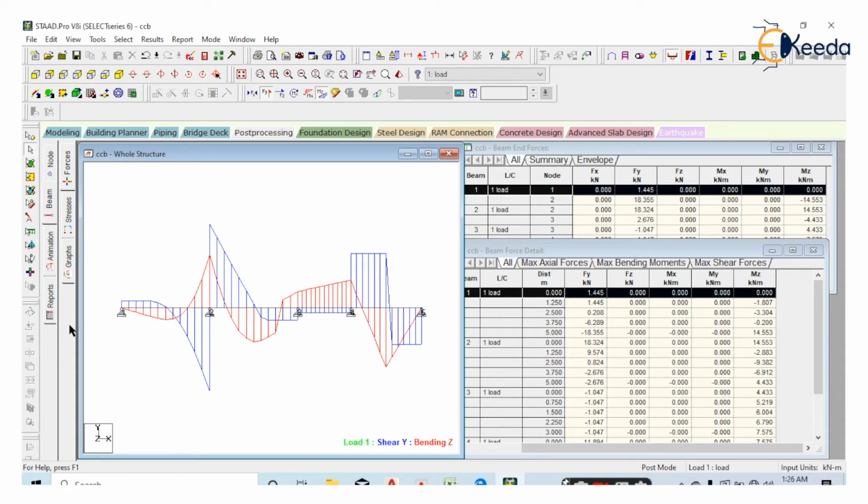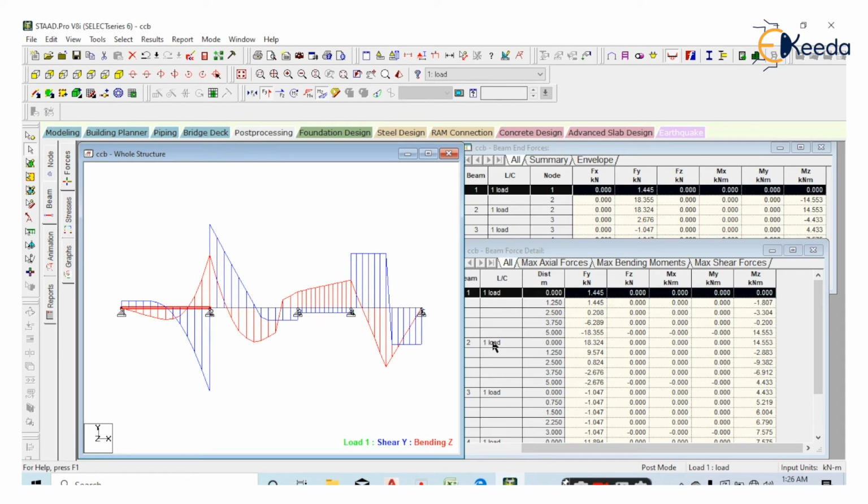At the distance of 1.25 meter, there is some shear force of 1.44 kilonewton and a bending moment of minus 1.807 kilonewton meter. Right? At the center of the beam, at distance 2.5 meter, there is some shear force of 0.208 kilonewton and a bending moment of 3.304 kilonewton meter.